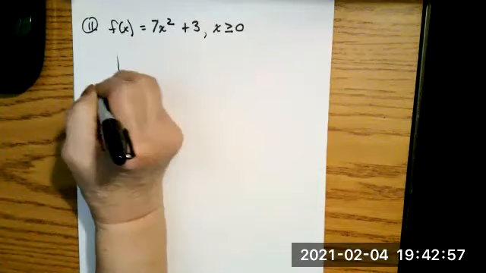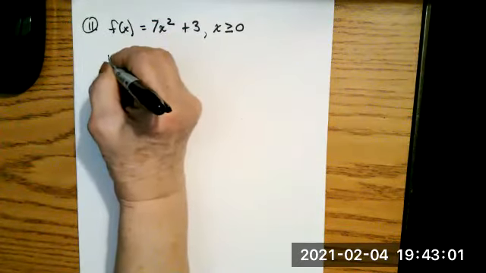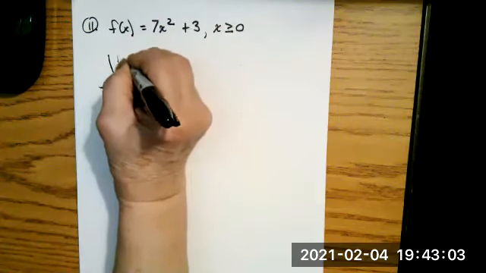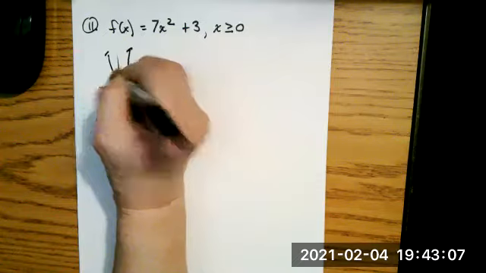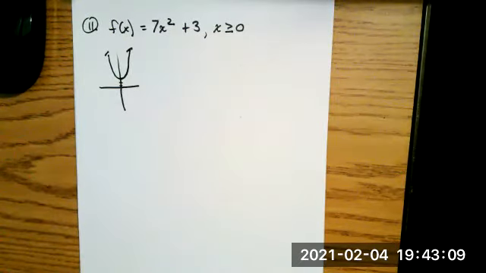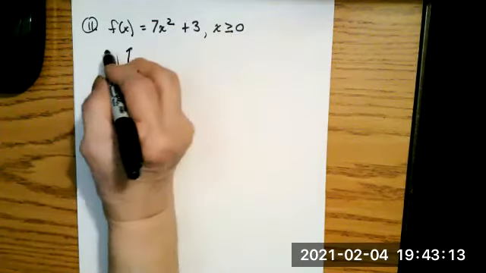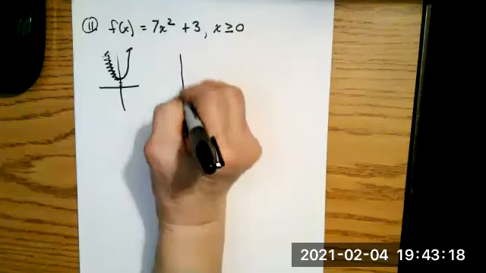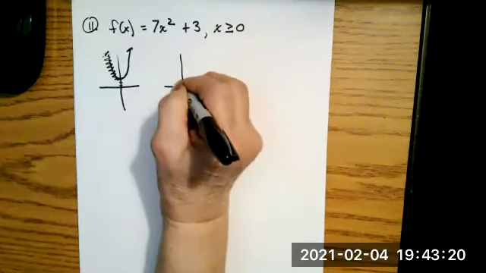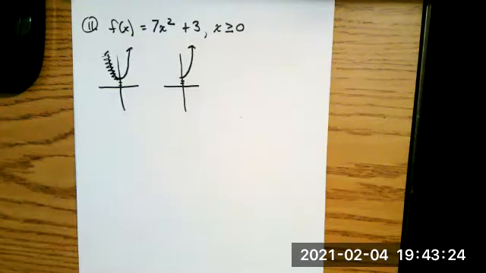So my parabola would have looked like this. It's skinny because the 7 makes it skinny. And this would be 1, 2, 3. This would be 3. But what's happened when I put this part of it on there is it takes this part off on this side. So what I have left is just this part of the parabola to determine if it's 1 to 1.